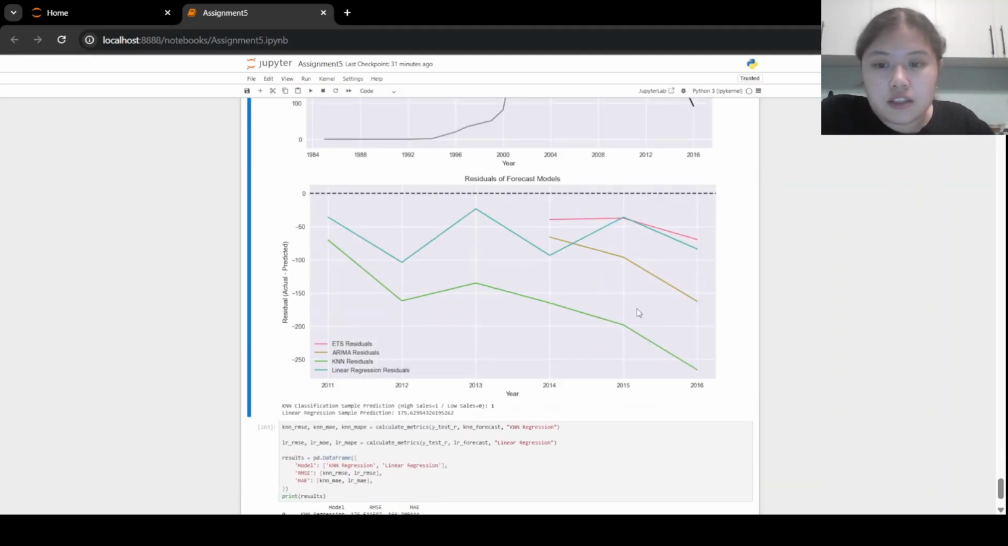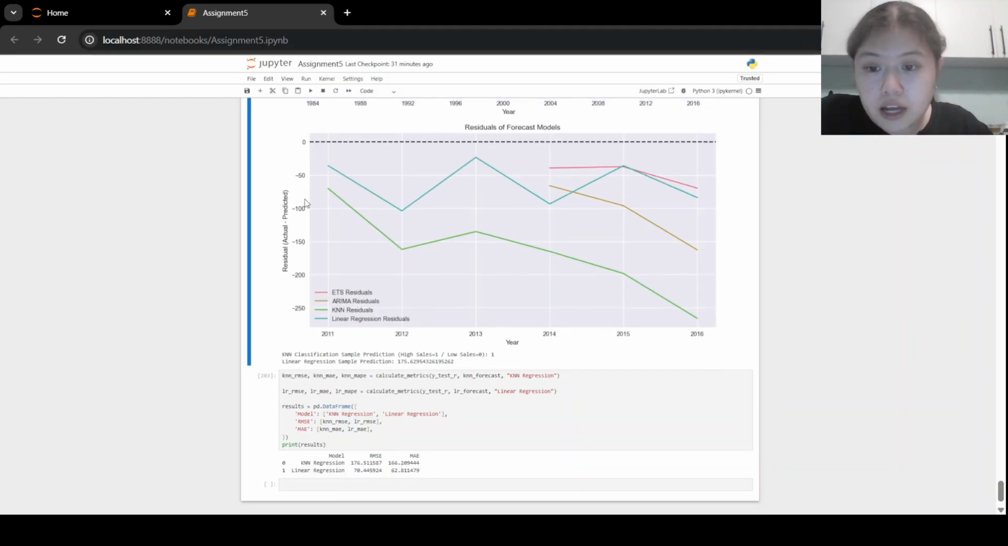And this is the residual graph, and as you can see, KNN is getting a lot of negative values. The ideal situation for us is getting as close to zero, and as you can see, linear regression is somewhat close to zero, and ETS residuals is really close, and KNN is far worse than all of them.